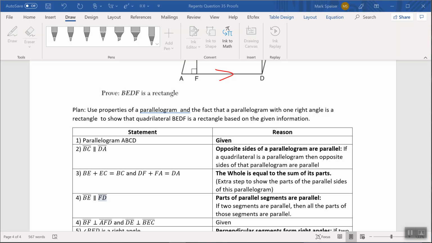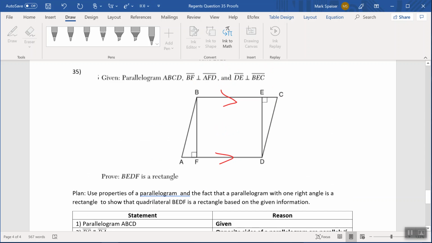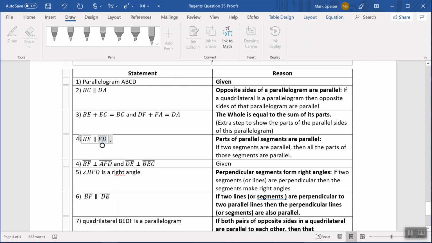Then we'll use the second given, which is the perpendicular sides. BF is perpendicular to AFD, and DE is perpendicular to BEC. That means angle BFD is a right angle. Perpendicular segments form right angles. If two segments or lines are perpendicular, then the segments make right angles.